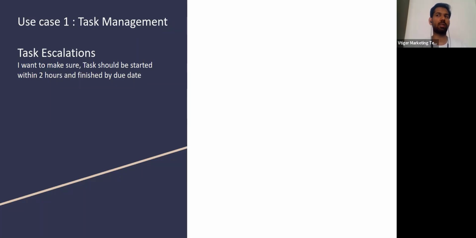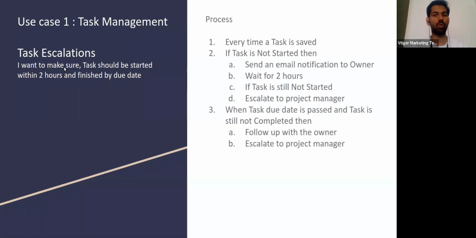So when a task is created, the task due date will also be set. By this due date, it has to be finished. That is my goal in the task escalation. If we split this and see it in detail, this is how the process would be. Every time a task is saved and it is not started, I'll send an email notification to the task owner saying there is a task assigned to you. I'll wait for 2 hours, then I will check. If the task is not started, then escalate to the project manager. Which means from the time the task is created, I'll wait for 2 hours, then check. If not started, then escalate to the project manager.